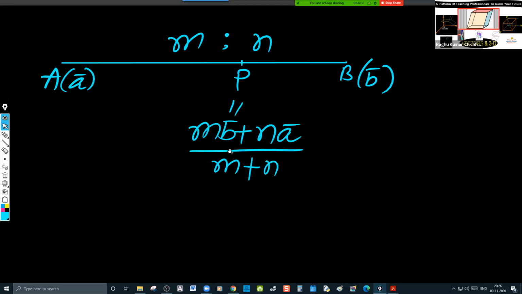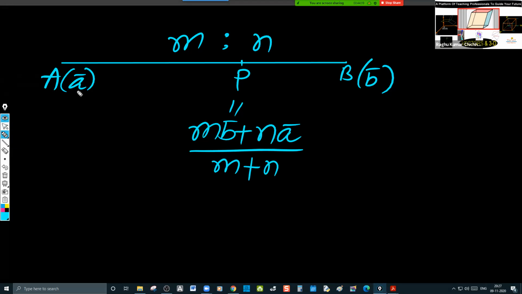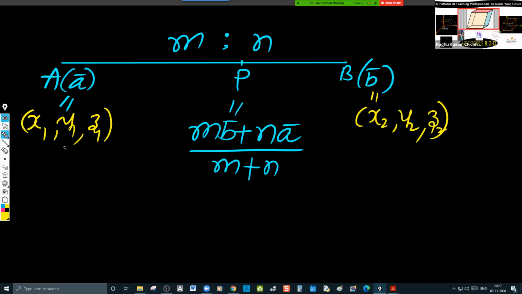But how is it to be converted to three-dimensional geometry? Very, very simple. This A bar is to be taken as x1, y1, z1, and this B bar is to be taken as x2, y2, z2. So what does it mean? This triplet is packed as one vector in vector algebra. Only thing is you have to understand it as three components.